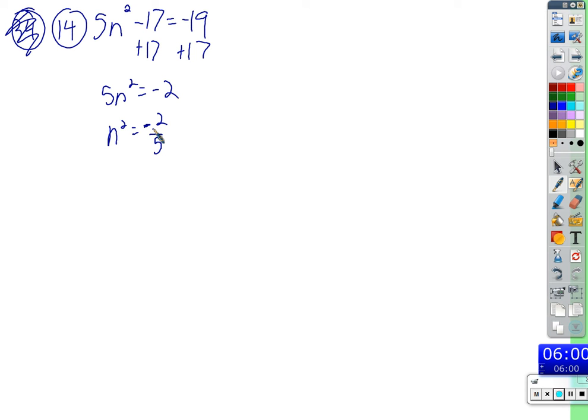We'd be good, except we have one more thing to do. Because this is what n squared is equal to. This is what you get if you square n. All right, so how do we figure out what n is? Take the square root of both sides. So what's n equal to?